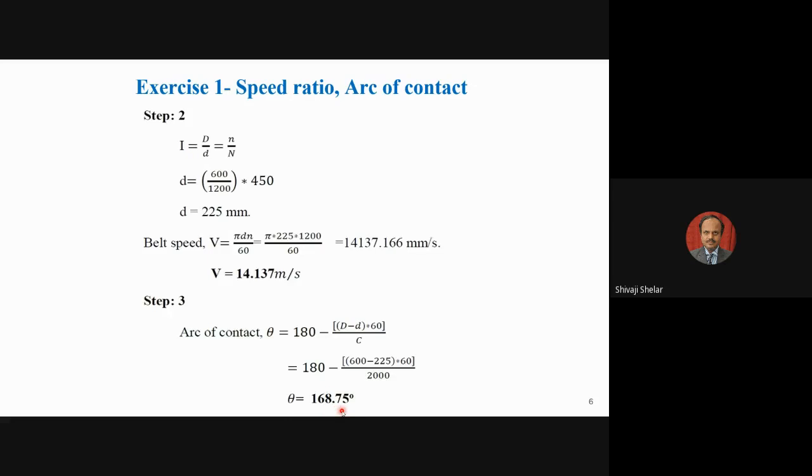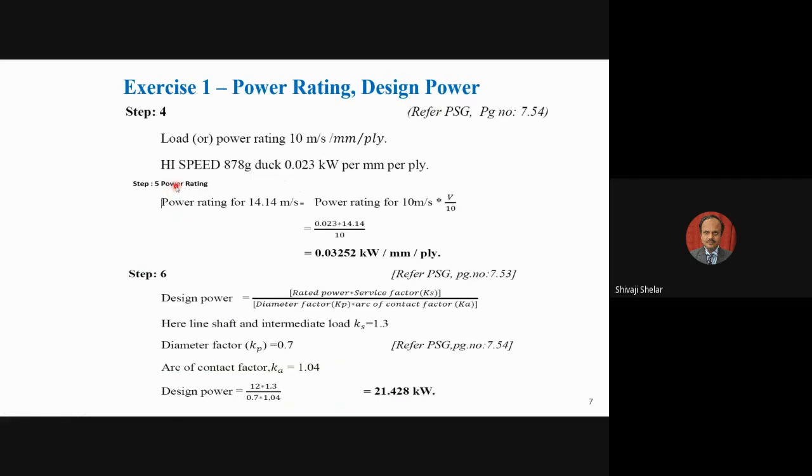We have calculated the arc of contact as well as the velocity of the belt. Next step is to determine the rating at 10 meter per second per millimeter of width and per ply. For that we have to refer to PHG page number 7.54. So let's go to PHG 7.54.